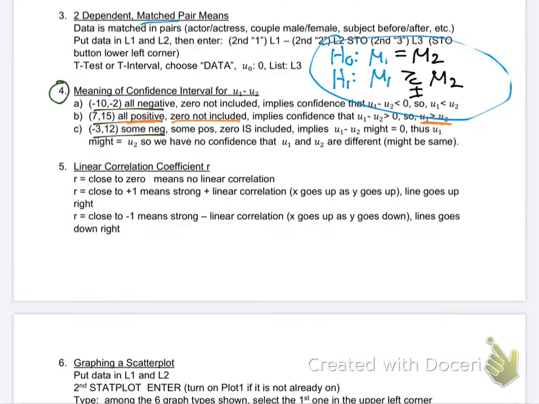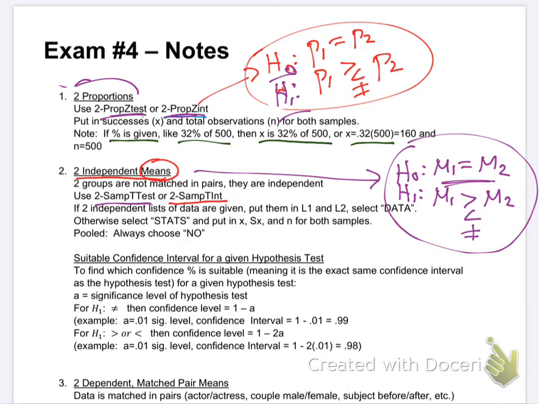Let's go look at our exam 4 notes. Oh, here's some good things to add to your exam 4 notes. For two proportions, you could put this H0, H1. Not for this problem, but just in general, it'll be helpful to add to your notes. And for two independent means, this H0, H1. For this particular problem, we're talking about two proportions.